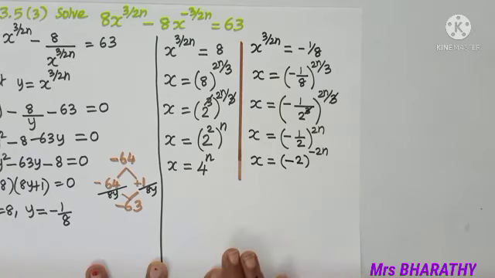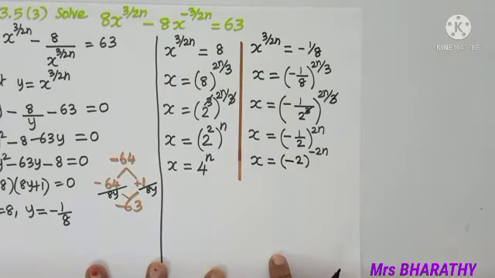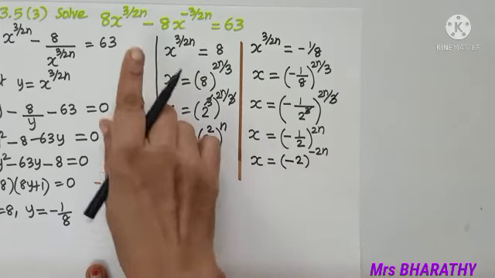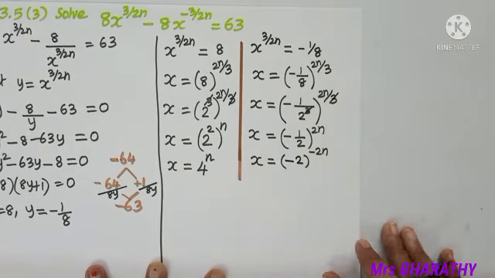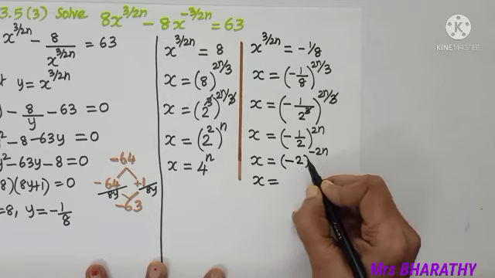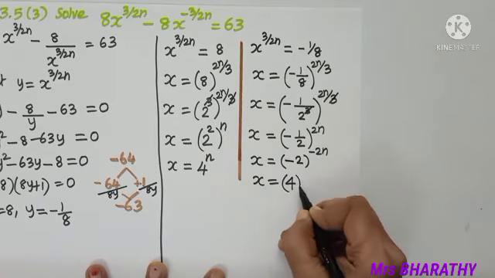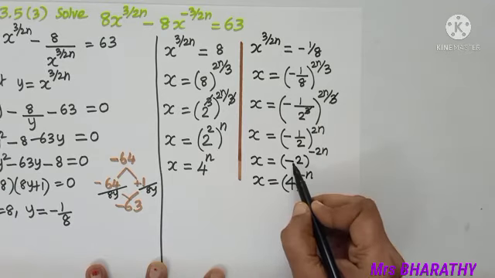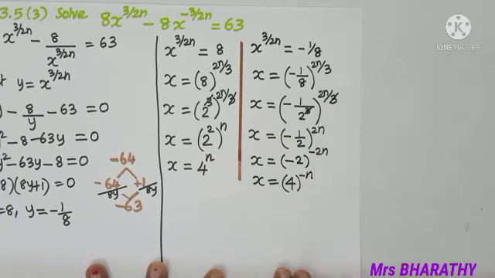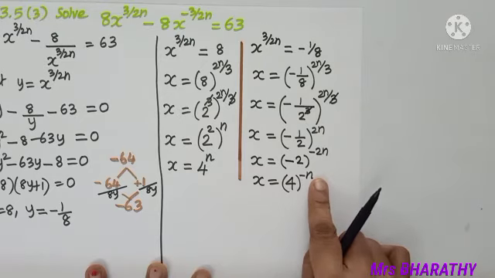If you substitute x as 4 power n, the equation gets satisfied. If you substitute x as minus 2 power minus 2n, also the equation gets satisfied. Or I can still rewrite this as minus 2 the whole power 2 is 4 the whole power minus n. Minus 2 the whole square is 4 the whole power minus n. Here it is 4 power n, here it is 4 power minus n.